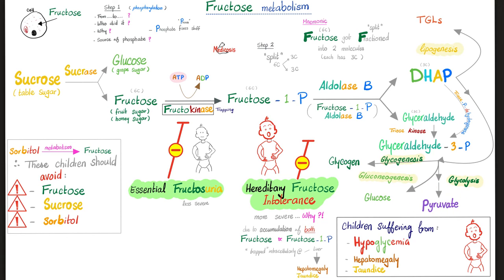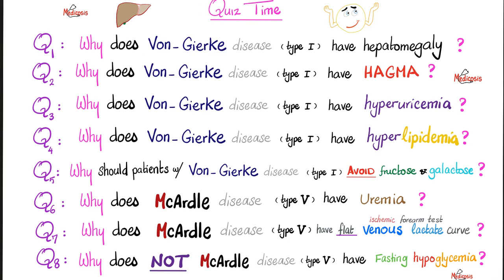So patients with Von-Gierke disease should not receive galactose or fructose. I hope by now you understand the answer to question number 1, question 2, 3, 4, and 5. Please pause and review. Now, can you answer question number 6, 7, and 8?